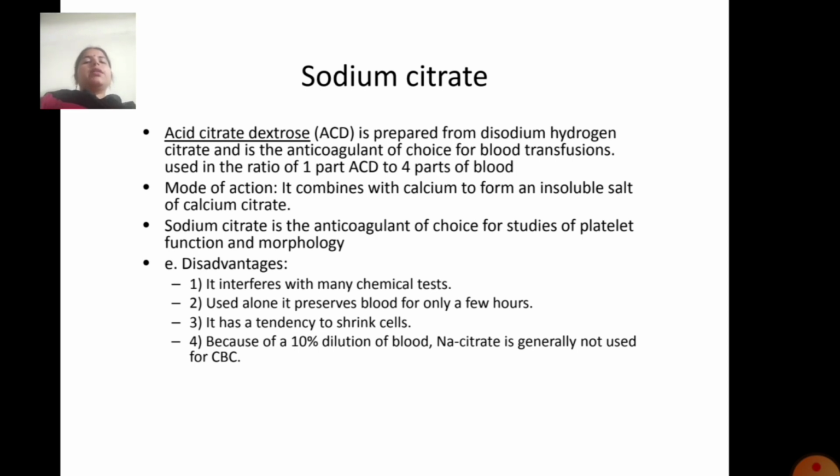Sodium citrate is the anticoagulant of choice for studies of platelet function and morphology.